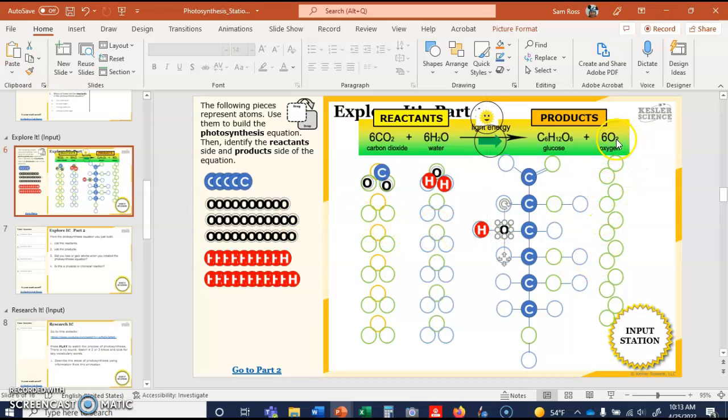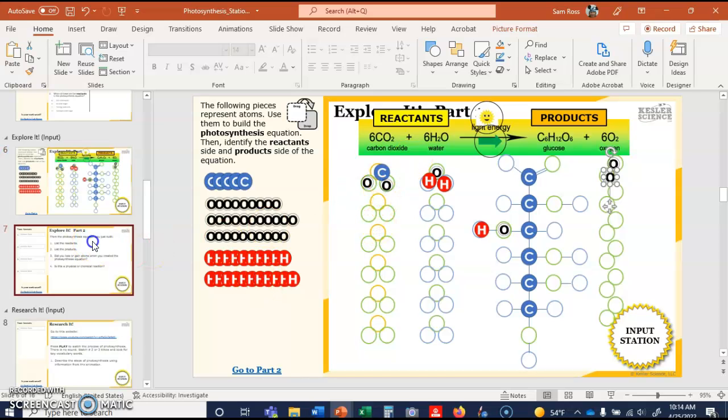And then here you have 6 O2. So oxygen is a diatom. It only comes in O2 when it's by itself. So all of these are oxygens, and you'll just put them in the little spaces. And when you're done, all of these should be filled up, okay? So that's the Explore It Part 1.